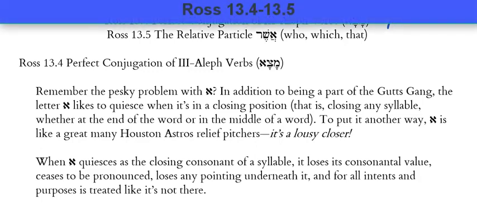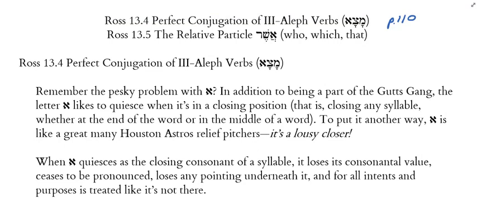Let's discuss Ross chapter 13, sections 4 and 5. This has to do with the perfect conjugation of what are called three aleph verbs, that is, verbs whose third root letter is an aleph, and also the relative particle asher, which is similar to the English relative pronoun who, which, or that.